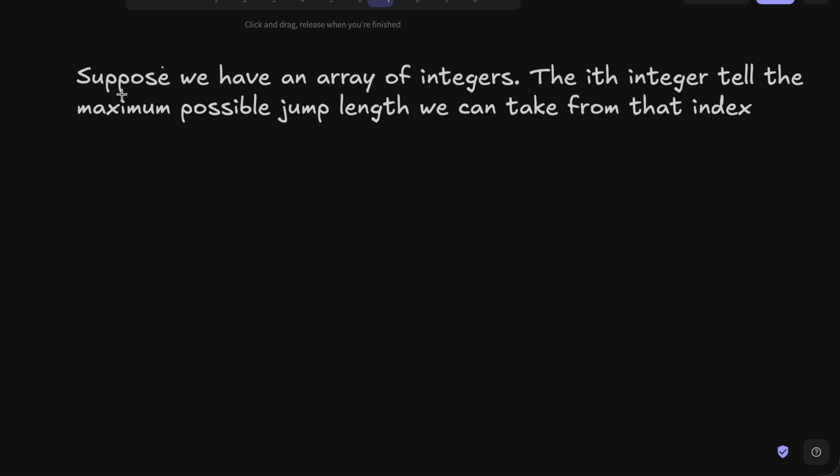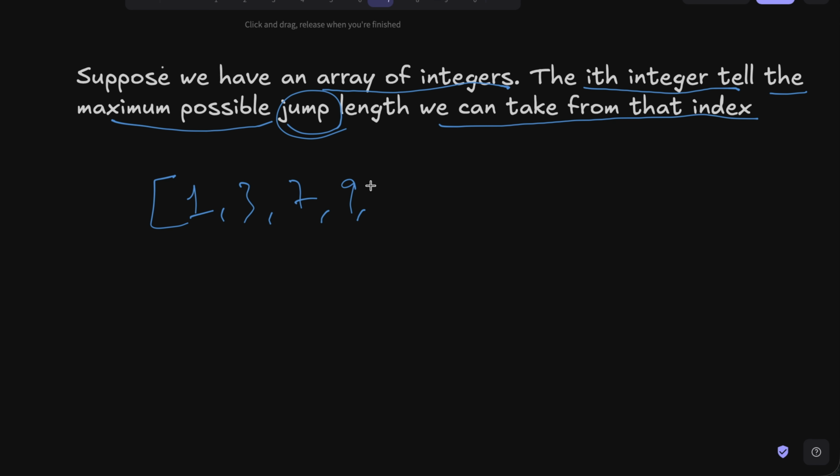Let us take another example. Here we are saying that we have an array of integers and the ith integer tells the maximum possible jump we can make from that index. Okay, so we will basically have an array like 1, 3, 7, 9, 10, right? Something like this. And we are saying that this number 1 is telling us how big of a jump we can take from this index to the next index. Since it is 1, we can only take a jump of length 1, which means we will only land on 3. But here we see that we have a 3 index, right?